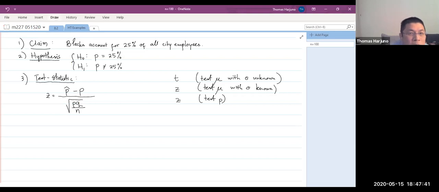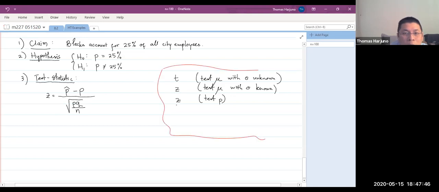Maybe I write something to remind you that in a confidence interval for p, step 2, the margin of error is the critical value times the square root of p hat q hat over n. However, when it comes to hypothesis testing, there is no hat here. We will not use hat in our hypothesis testing.